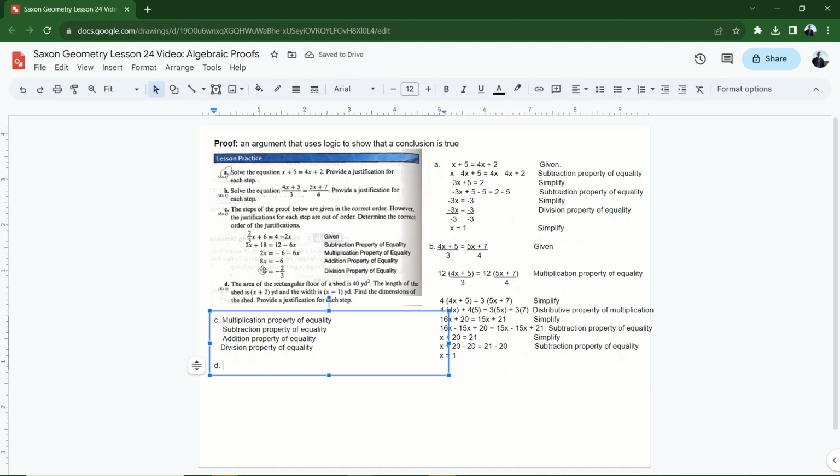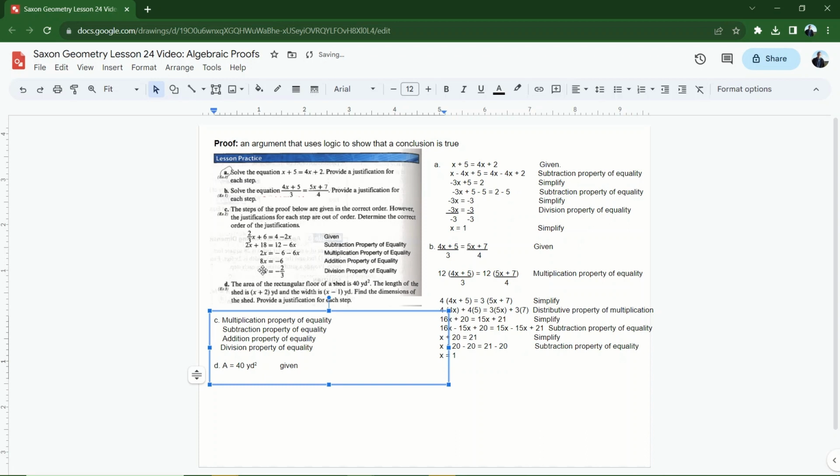The area of a rectangular floor of a shed is 40 yards squared. The length of the shed is x plus 2. The width is x plus 1. Find the dimensions of the shed. Okay, so first of all, something important is what am I given? Area equals 40 yards squared is a given. Okay, so I'm just going to note that as a given.